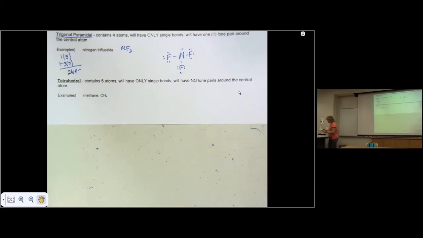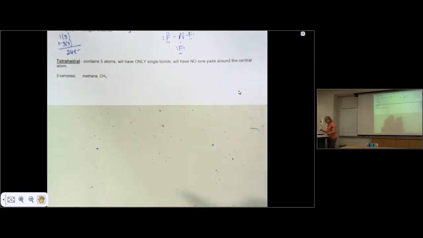All right, the last one is tetrahedral, and it is really the easiest one because it's the only one that has 5 atoms. So if you have 5 atoms, it's going to be tetrahedral. I'm not giving you any other choices. So if you have a 5-atom molecule, it's going to be tetrahedral, but let's look at it. It has only single bonds, and it has no lone pairs around the central atom.